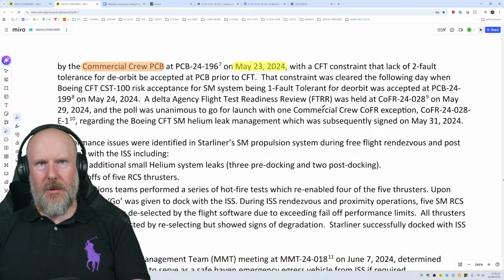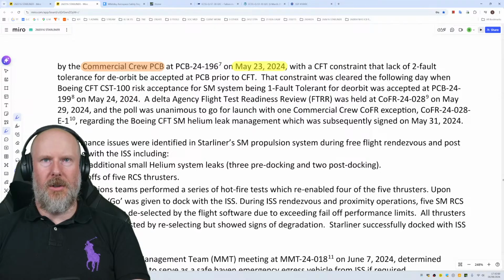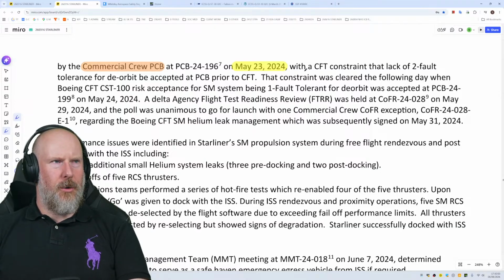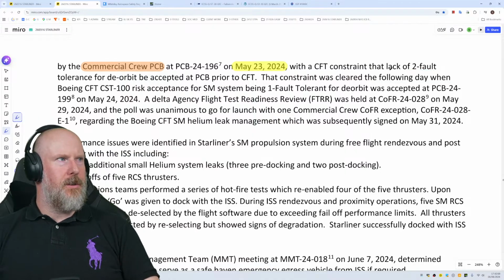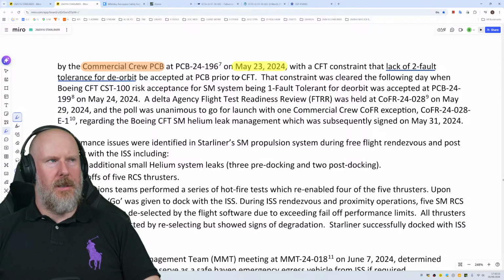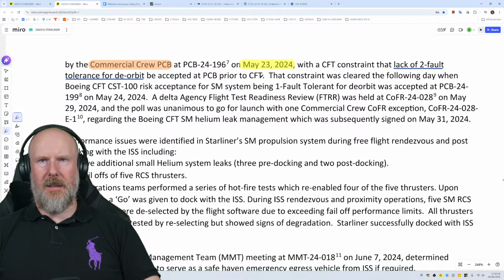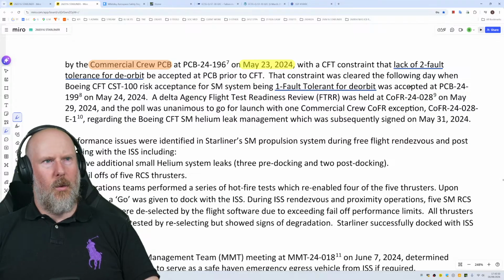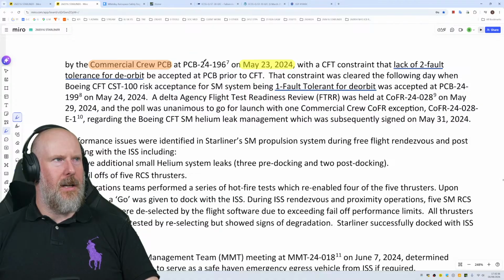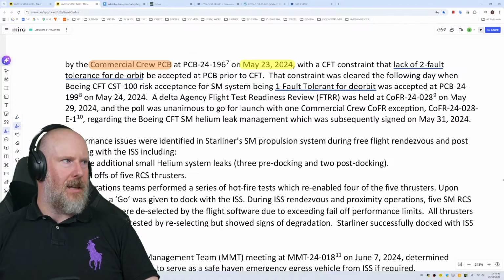And I imagine that they've interviewed the members of that board to understand why it made sense to do that. So that was May 23rd, 2024, with a crew flight test constraint that lack of two-fault tolerance for deorbit be accepted at the pre-CB program control board prior to the crew flight test. That constraint was cleared the following day when Boeing CFT CST 100 risk acceptance for service module system being one fault tolerant for deorbit was accepted at PCB 24199 on the 24th of May, so the next day.